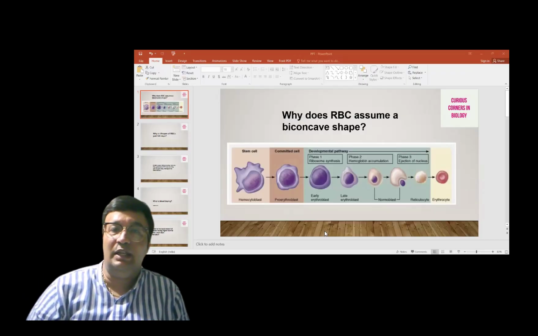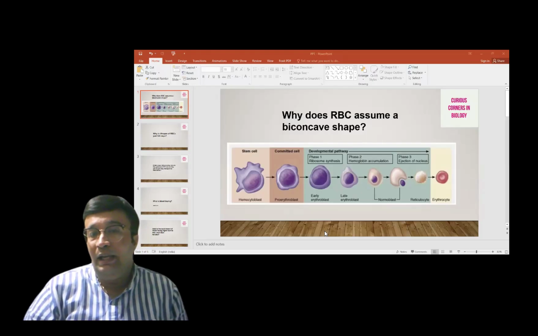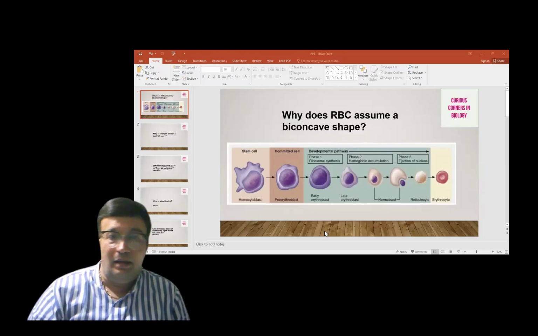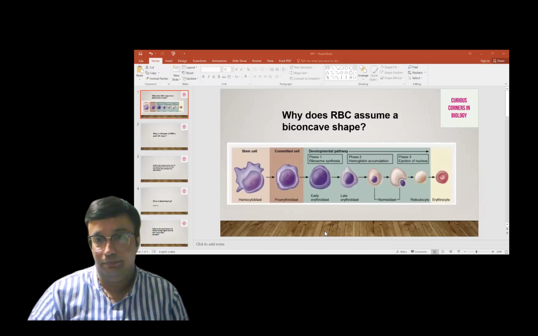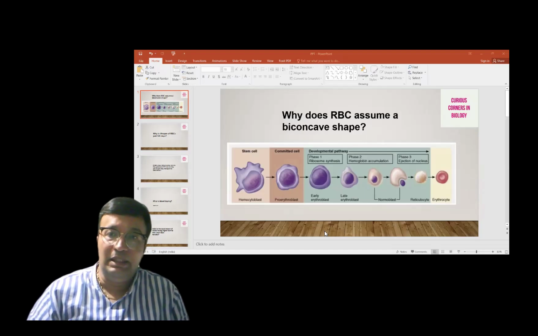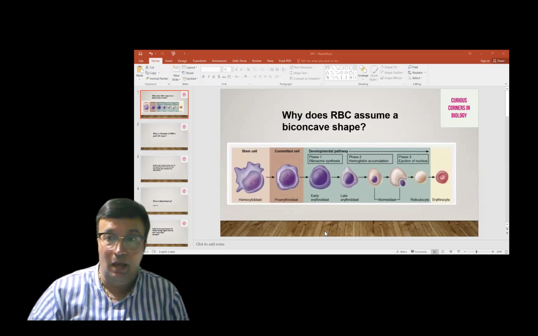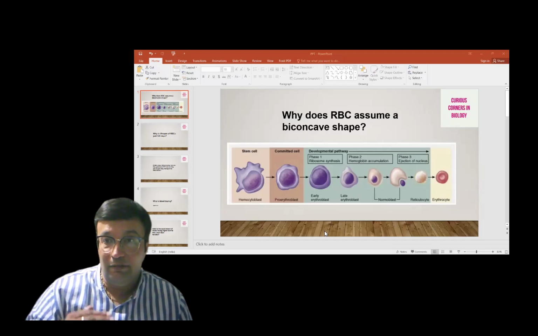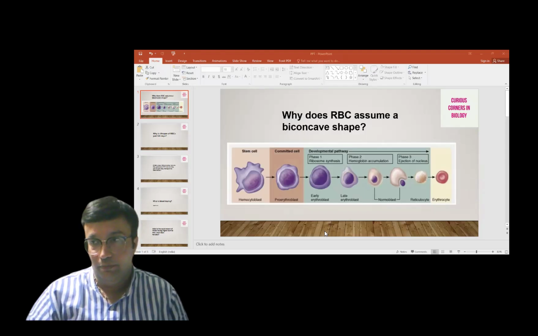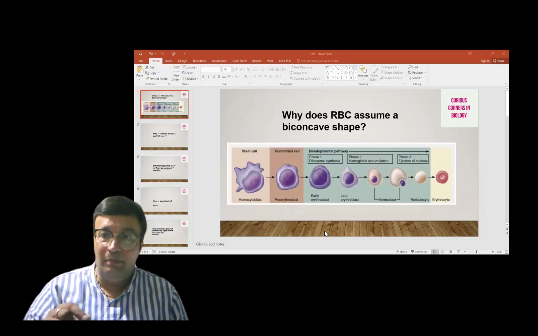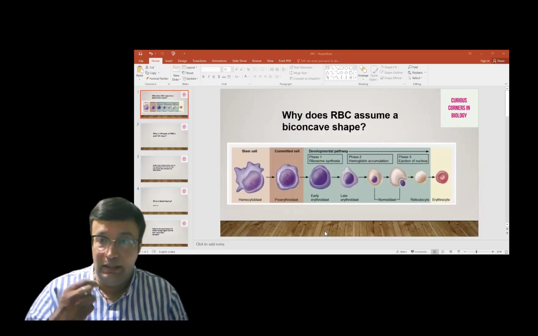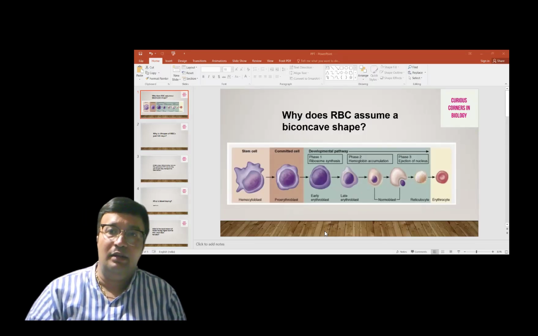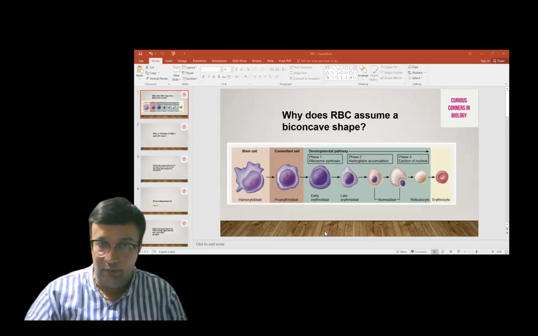So the first question is: why does RBC, that is red blood cell, assume a biconcave shape? We know that RBCs are biconcave in shape among the blood cells. So the reason is the way they differentiate and mature. First of all, RBCs lose their nucleus when they become mature because they have to pack the maximum amount of hemoglobin. So the volume has to be maximized to the greatest extent possible.